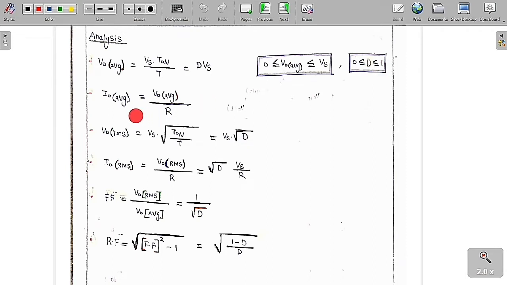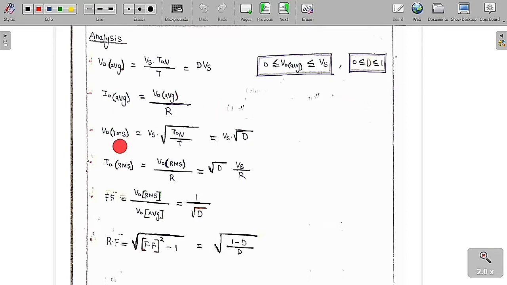Now I want to find the average value of the output current. The average value of the output current is equal to the average value of the output voltage by R. Therefore, you are going to get D into Vs by R. This is the thing which you are going to get.